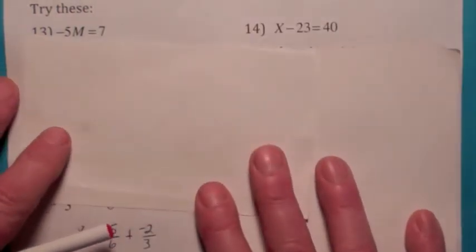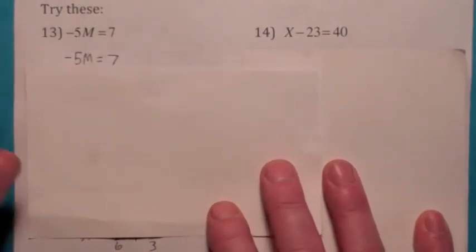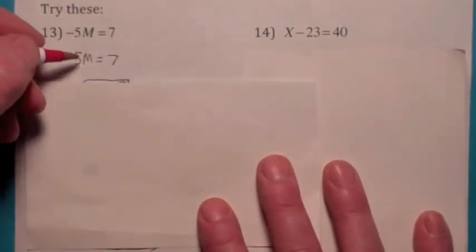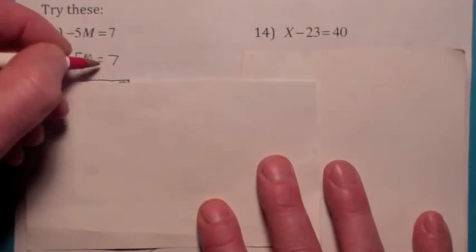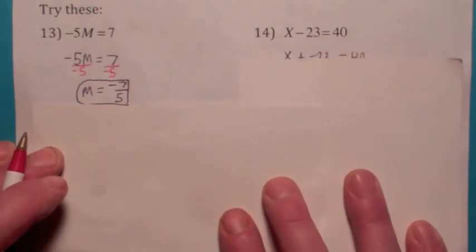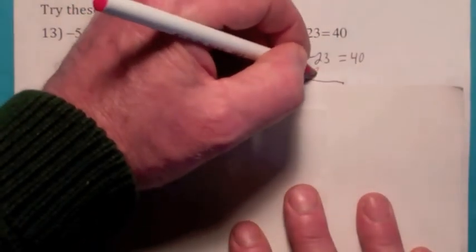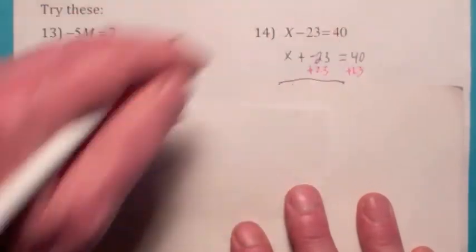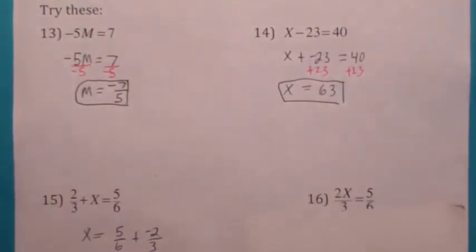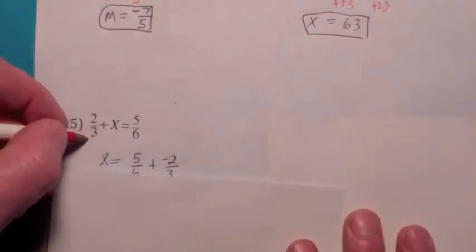So look at these first two. Don't get it confused. When a number is multiplying your variable, you multiply by the reciprocal. In this case, you could also think of it as divide by negative 5. So you should have gotten negative 7/5. On the second one, since something's added to your variable, you add the opposite. So we're going to add positive 23 to both sides. So you get 63.